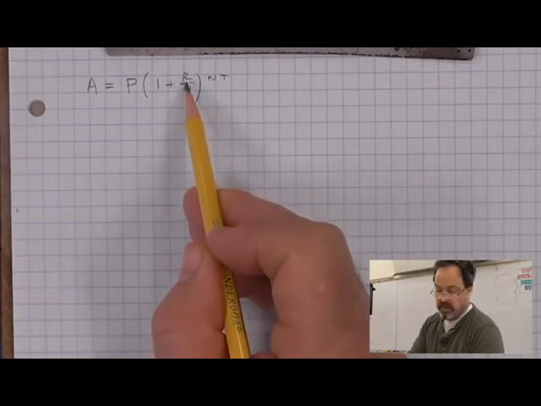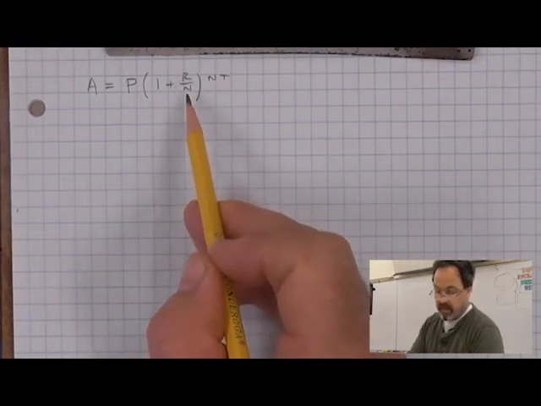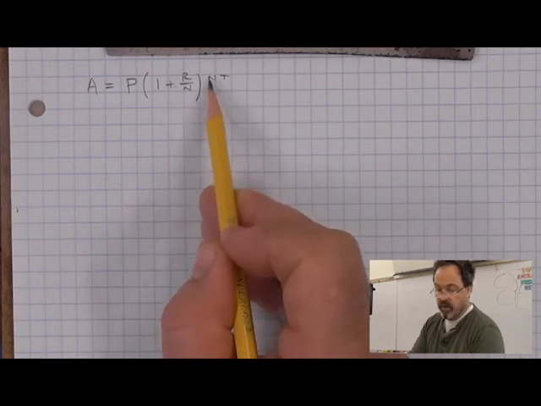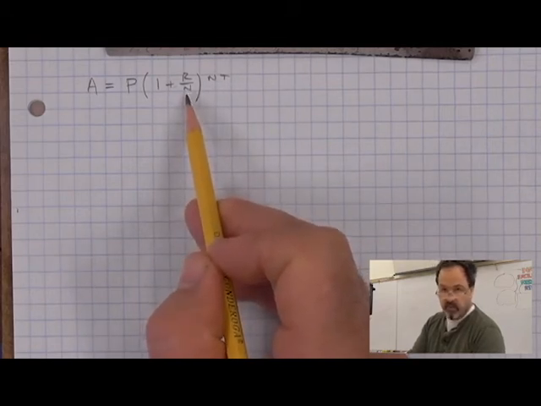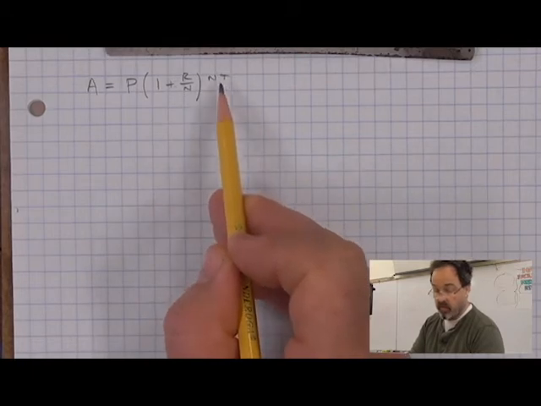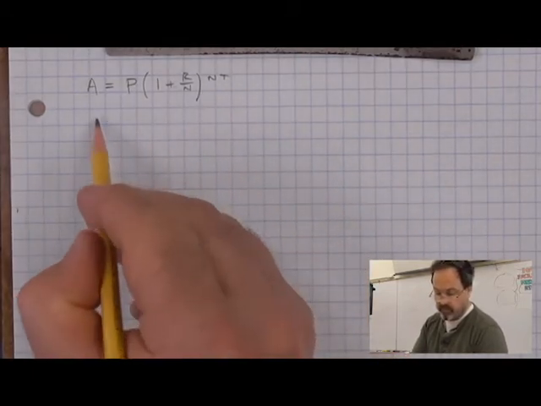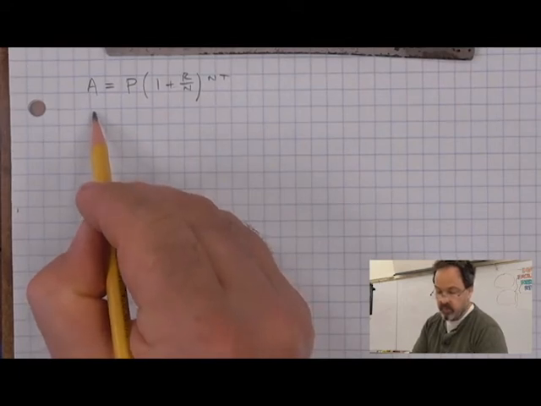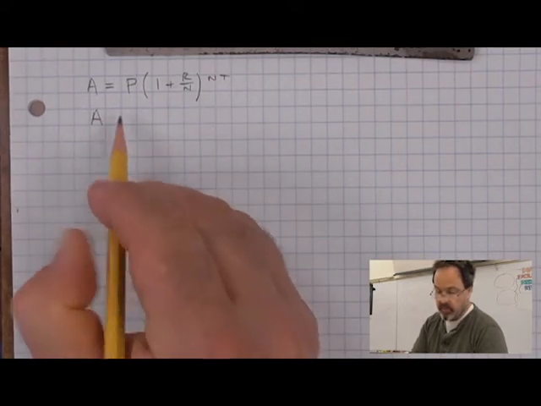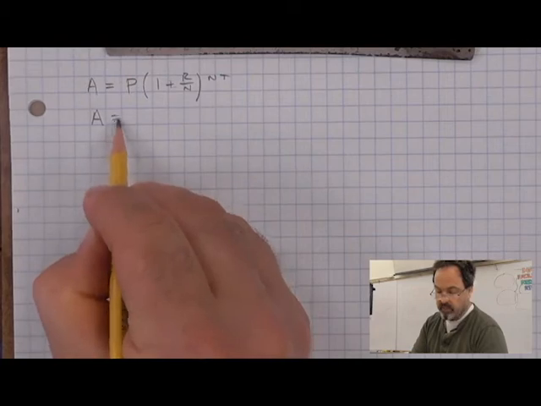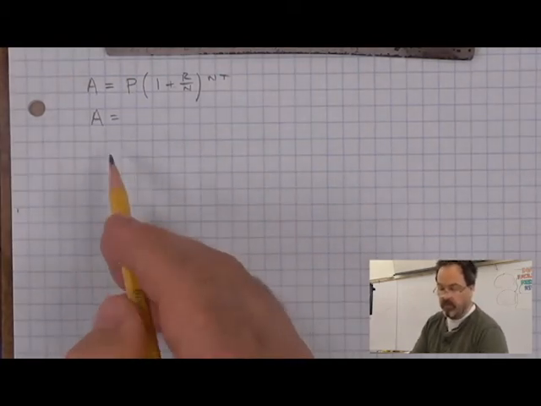R is an interest rate. N is the number of times that we compound. That's the number of times that we apply the interest rate in an interval of time, where T represents a time. Let's give an example of this to make some sense of it. So we could use this formula to calculate an amount of money. That will be our unknown.